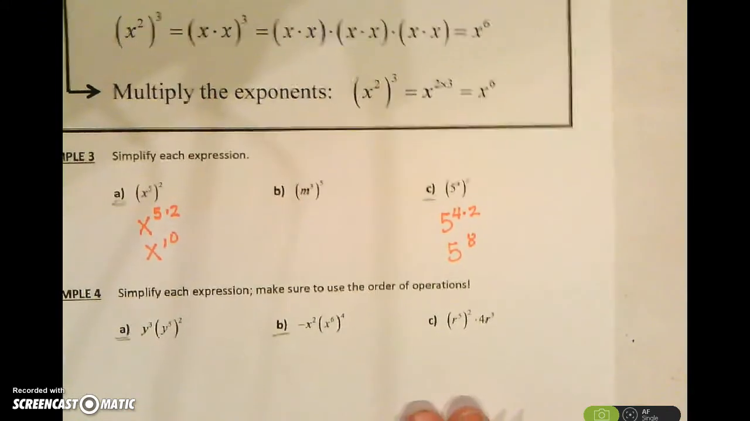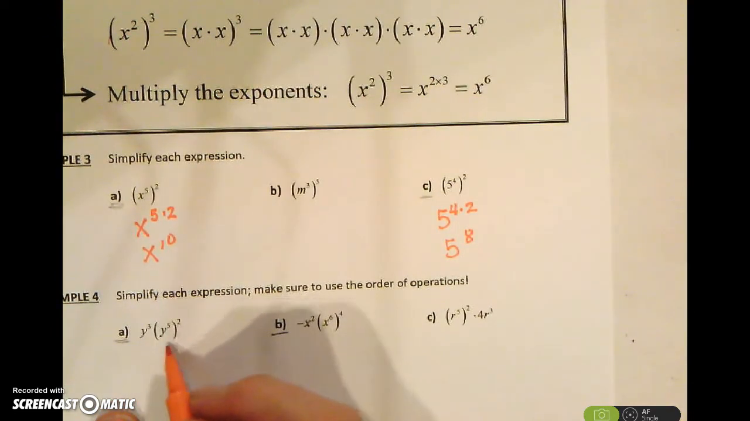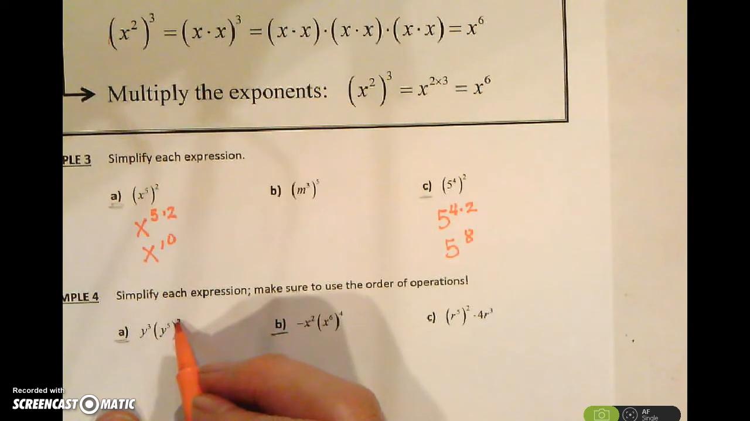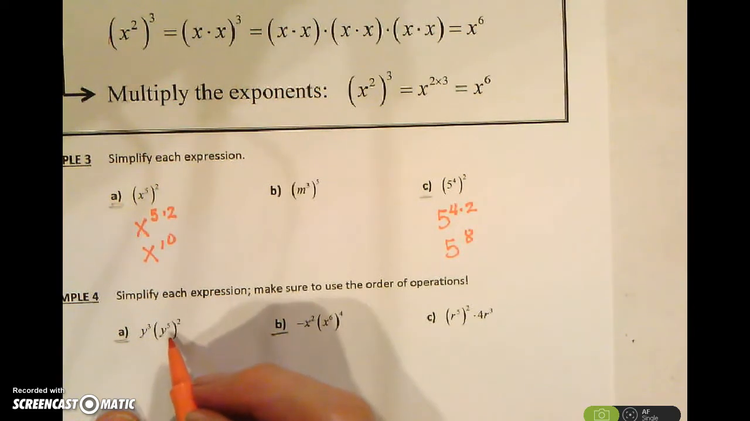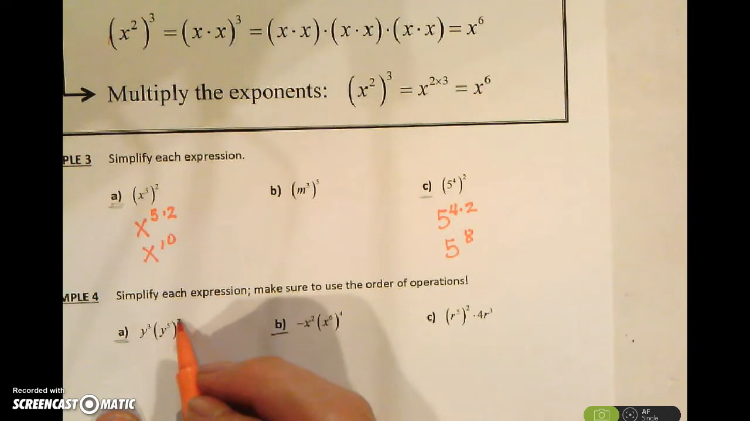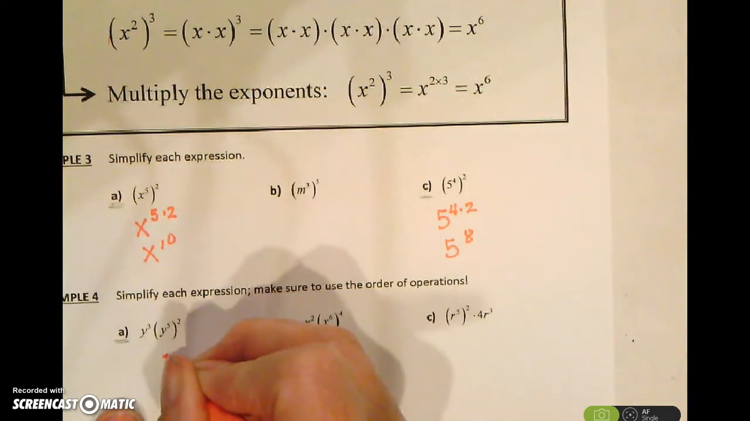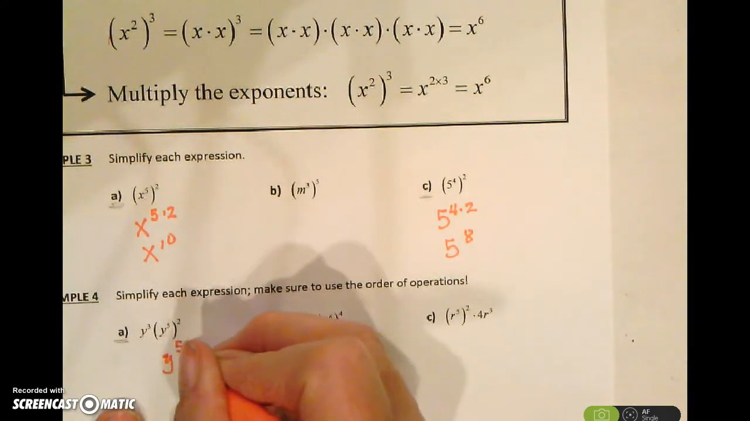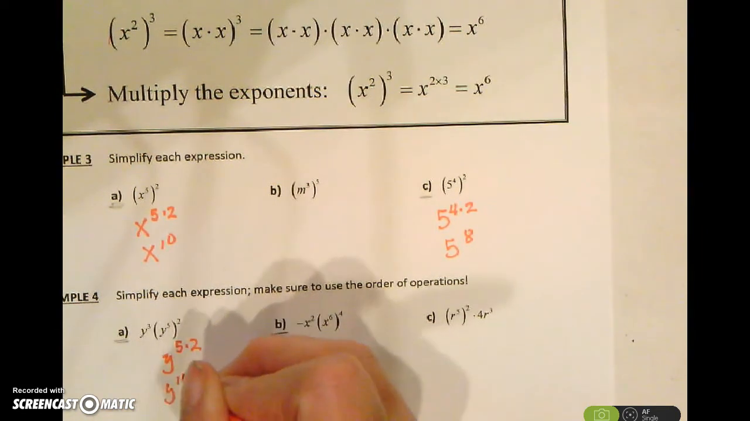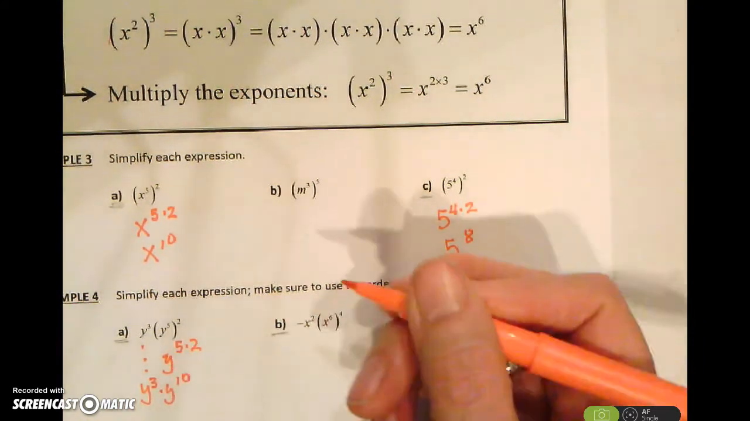In example 4, looking at A, we have several things going on. We have y to the 3rd times parentheses y to the 5th to the 2nd. So when we consider PEMDAS, here I have some multiplication, y to the 3rd times that parentheses, and here I have a power to a power, which is an exponent. So I need to do my exponent first. So I'm going to do y to the 5 times 2, which is going to be y to the 10th, and then I still have that y to the 3rd that's going to be multiplied out front.